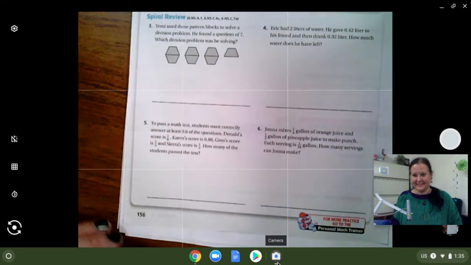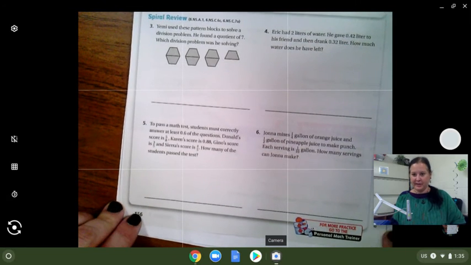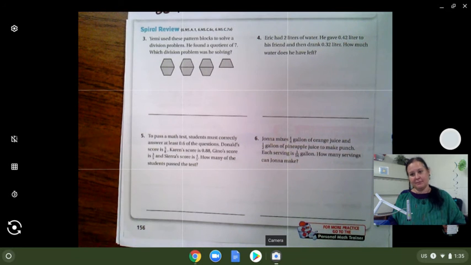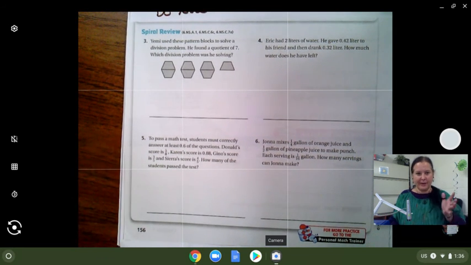All right, this is lesson 3.4 today, and we're going to be comparing some fraction numbers, mixed numbers with fractions, and negative and positive. We're going to be comparing and ordering those.